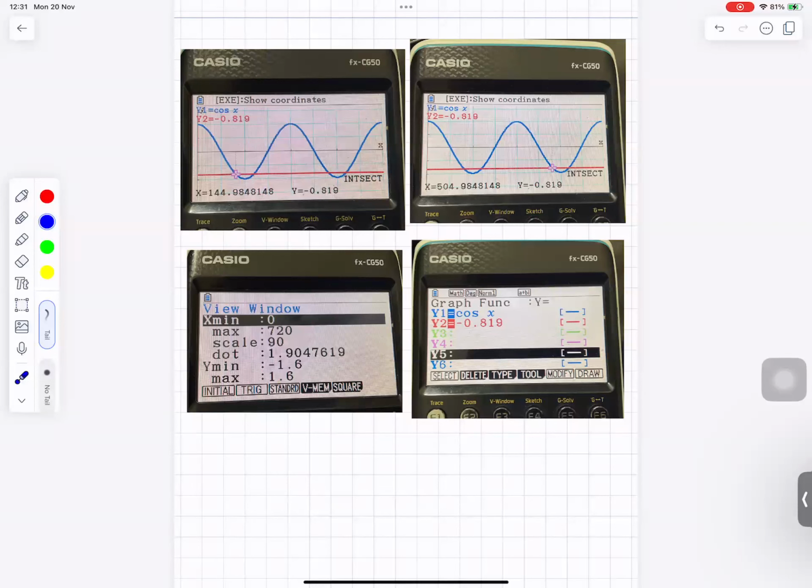If you put that graph, cos x and y equals minus 0.819, in the calculator, you see where they meet. You will see one of the answers is the 144 and the next one is the 504. So the calculator gives you the answer as well.